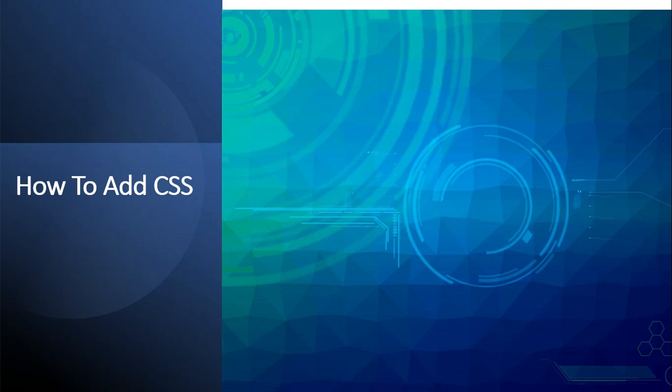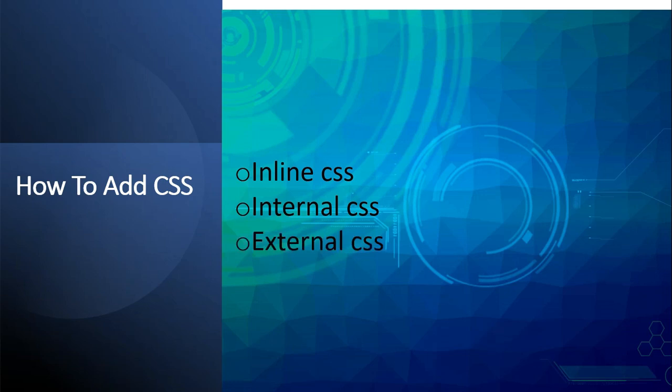Now let's talk about how we can add the CSS into the HTML document. There are three ways to add the CSS into the HTML document. First one is inline CSS, second one is internal CSS, and third one is external CSS. Now let's go into the Visual Studio Code and let's see the example.